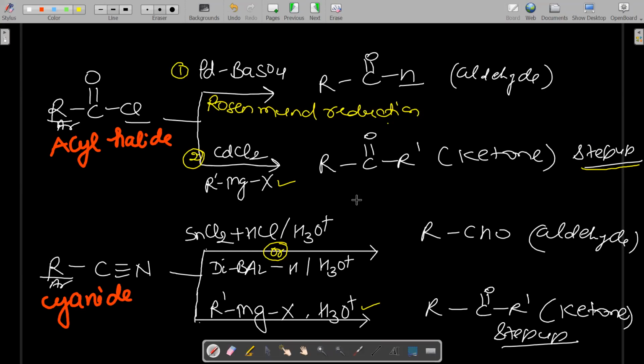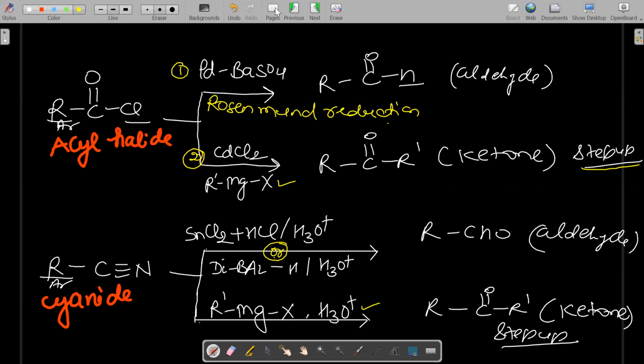Acyl halide converts into ketone, cyanide also converts into ketone. So for aldehyde in both cases, reduction is required, and for ketone formation in both cases, Grignard reagent is required. So when we add Grignard reagent to acyl halide or to cyanide, under different conditions, we get ketone. The same product we can get. If R and R dash are similar, we can get the same type of products. Similarly, from cyanide and from COCl, we can get the same type of product.